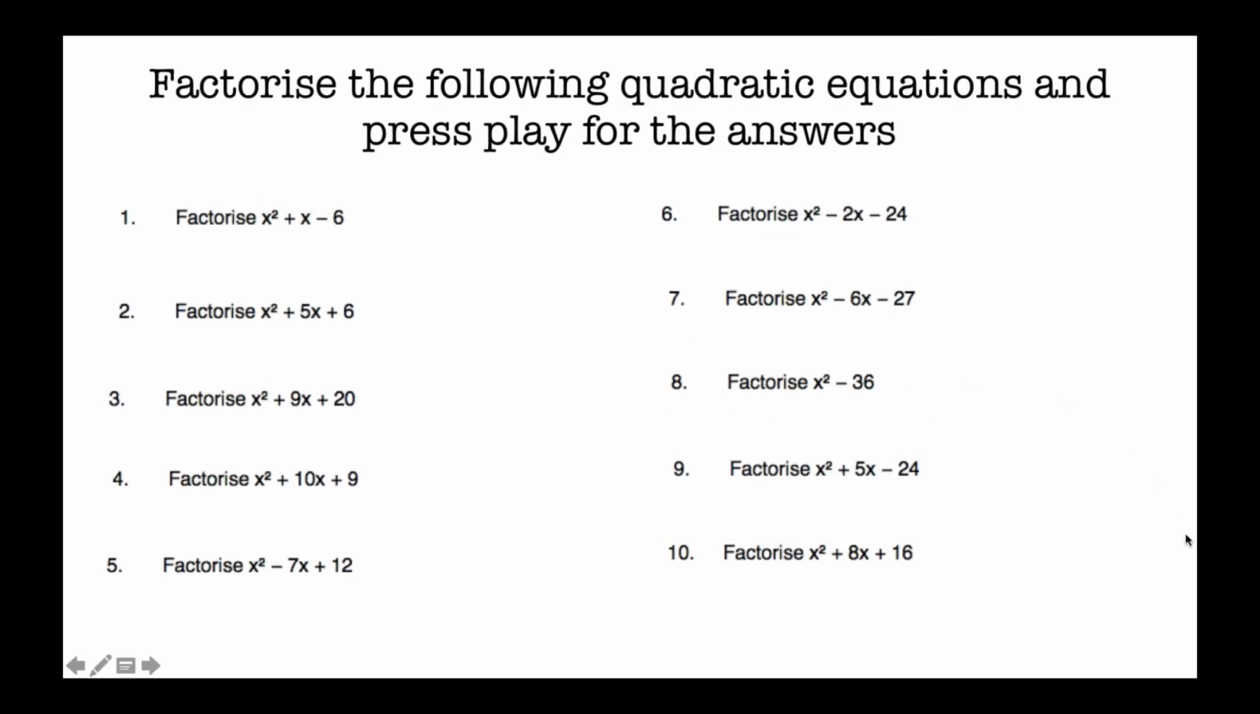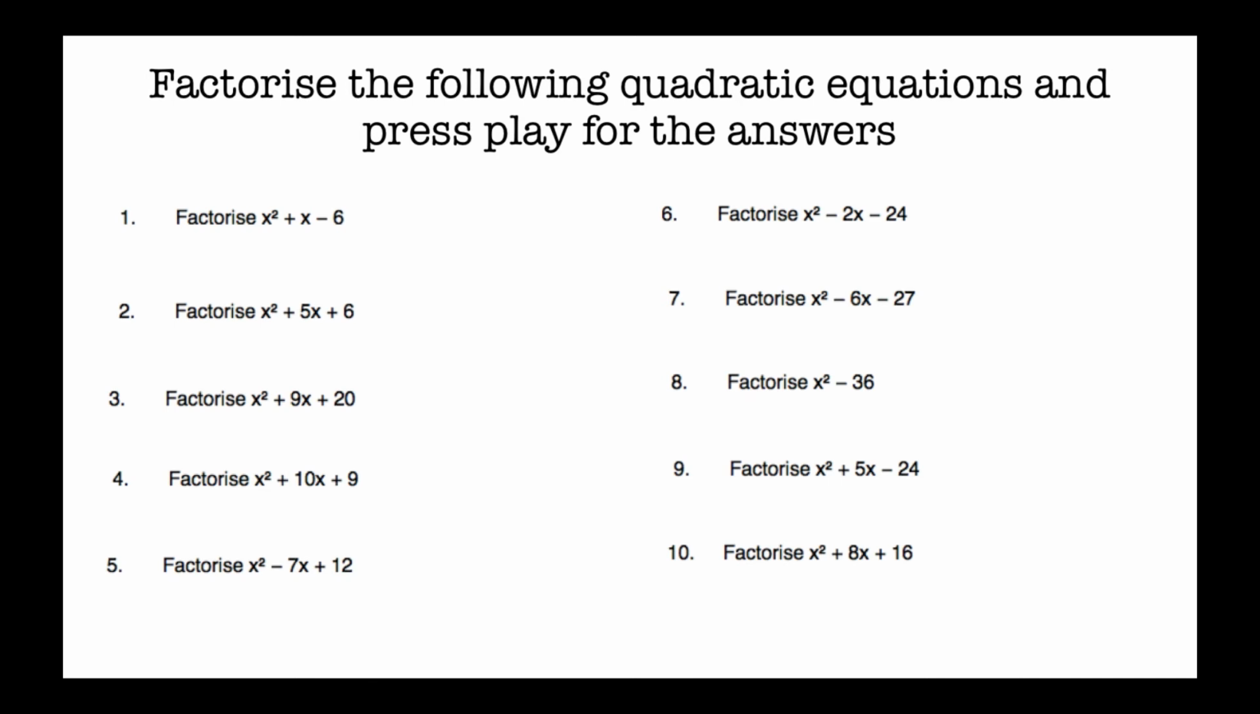What I'd like you to do is have a go at factorising the following quadratic equations and press play for the answers. They are all foundation level and all work in exactly the same way. You need your two brackets with an x in each. The numbers need to add together to get 1 and multiply together to get minus 6, just a reminder: add together to get 5, multiply to get 6. Try your best and I'll put the answers up in a second.